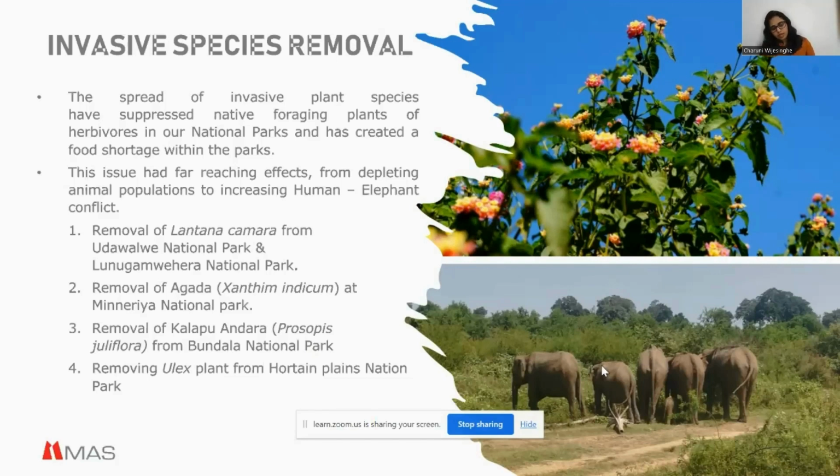The next project that we started about invasive removal is Agada invasive removal from Minneriya National Park. That one also supports wildlife and ecotourism, because it supports grazing and, as Dr. Pilapitiya explained, provides food for the elephants. We have also done this Kalapuandara removal project in Bundala National Park. And we started removing Ulex plant from Horton Plains National Park this year. These are a few projects that we did under the invasive species removal category.